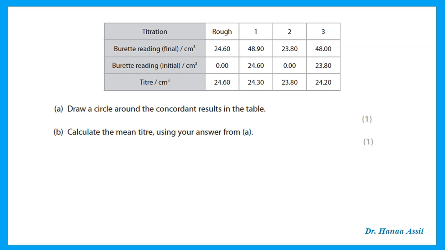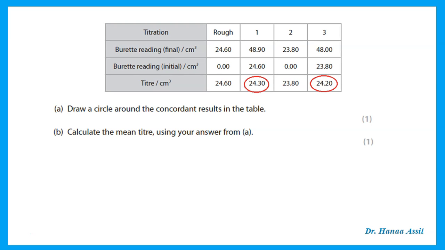Remember we said we repeat titrations until we get concordant results, and you should know concordant results are those that are within 0.2 of each other. So the difference between them should not be more than 0.2. So which of these have a difference of 0.2 or less? Of course the one that says 24.3 and 24.2, these are concordant results. The other ones are way off, so we don't include them when we calculate the mean.